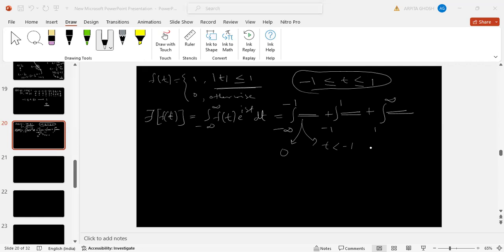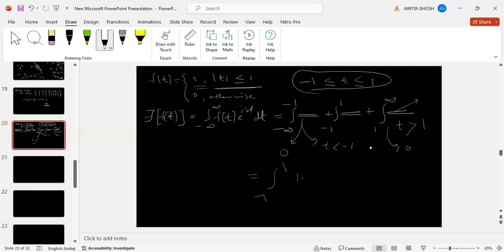Similarly, the third range is t lying between 1 and infinity, that is t greater than 1. For t greater than 1, the function value is 0. So we will be left with only the second part, t lying between minus 1 and plus 1, where the functional value is 1. Mod t less than or equal to 1 means t lying between minus 1 and plus 1.